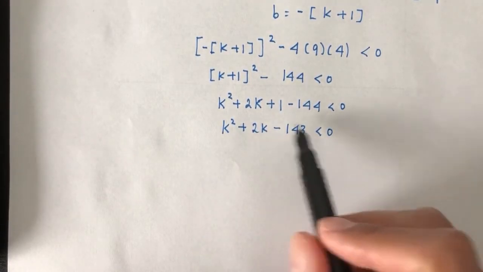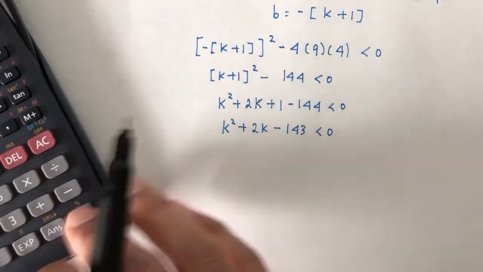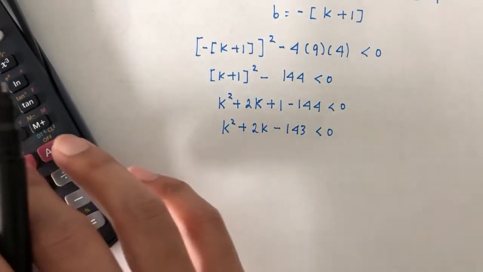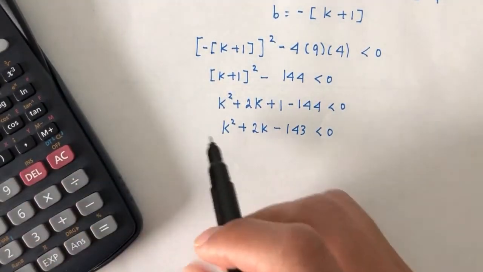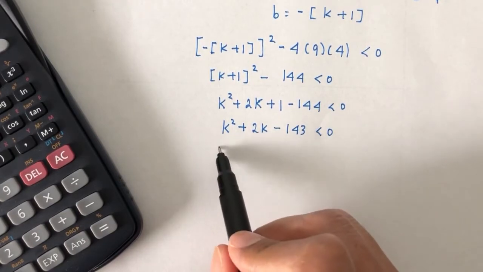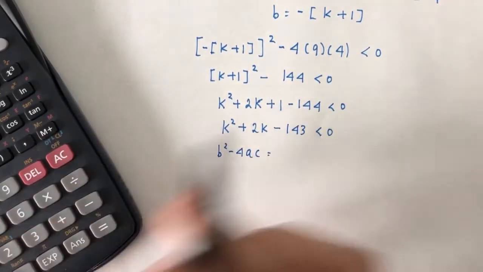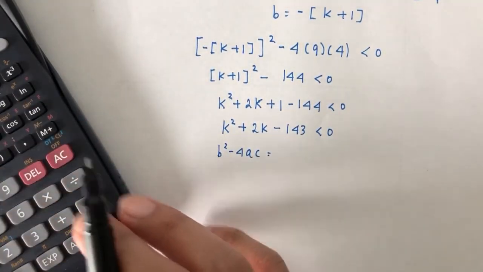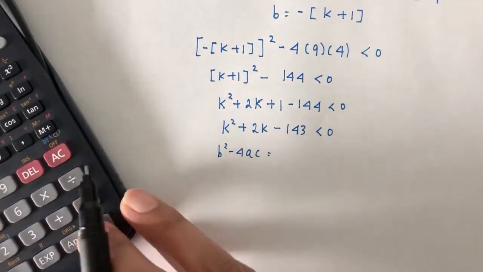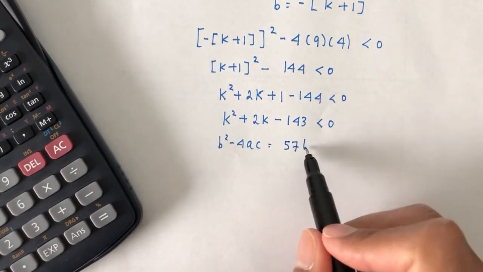So one of the factors are 143. So 143 divided by 11. So let's do this. Let's find the factors by formula. So b squared minus 4ac is what? Just 2 squared minus 4 times a, which is 1, c is minus 143. That will be 576. Let's find the two values of k.